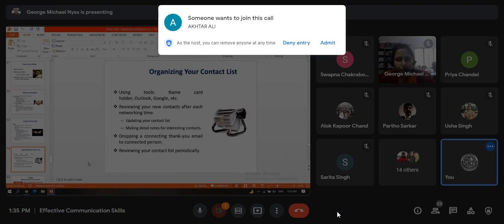Next is organizing your contact list. How can you organize it? You can use tools such as a name card folder, Outlook, Google, etc. Review your new contacts after each networking event, update your contact list, make detailed notes for interesting contacts, drop a thank you email to the connected person, and review your contact list periodically.